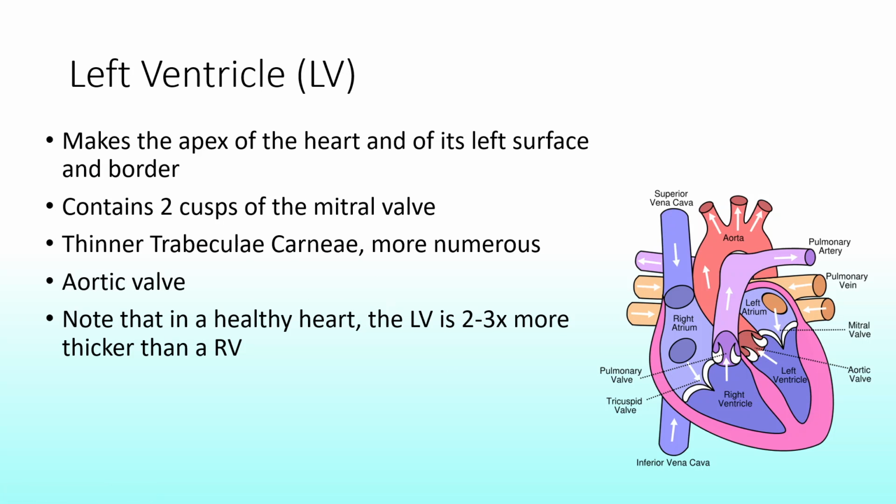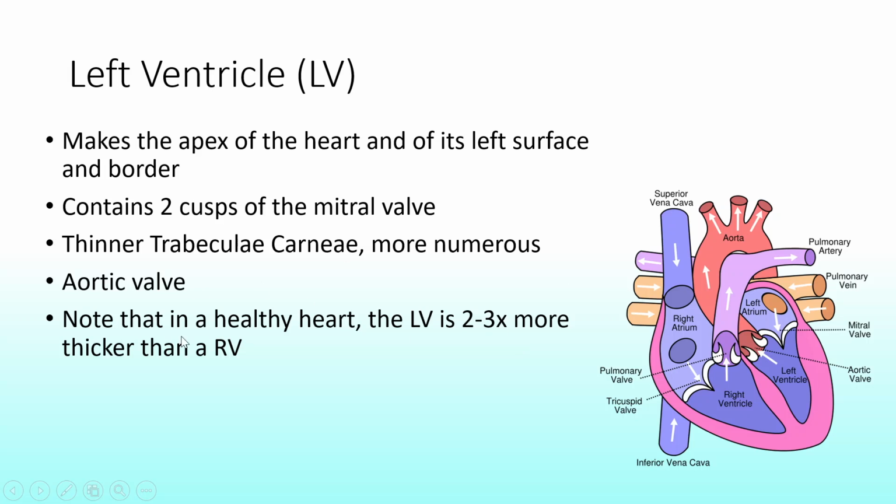Now let's move on to the left ventricle. This makes the apex of the heart and its left surface and border. It contains two cusps of the mitral valve. The trabeculae carneae are more numerous and thinner here. And the aortic valve prevents the blood from flowing back into the left ventricle once it enters the aorta.